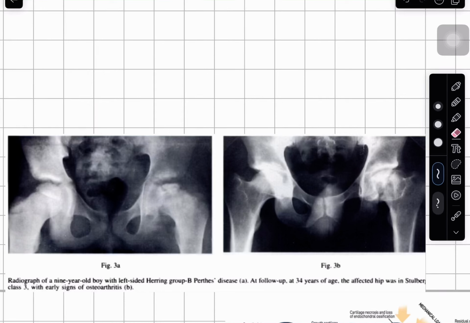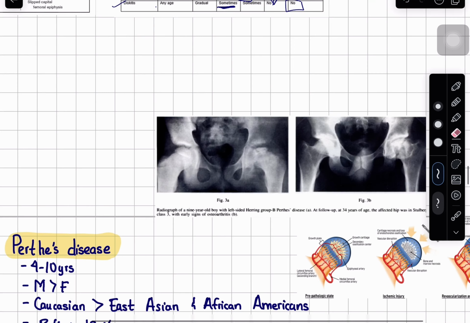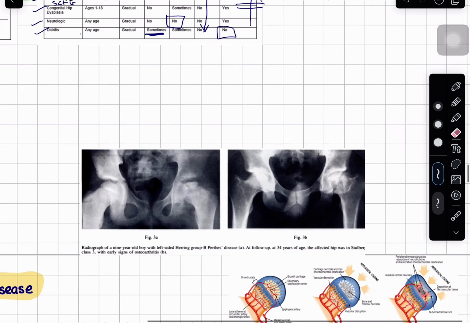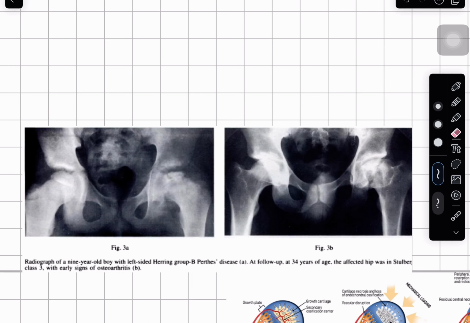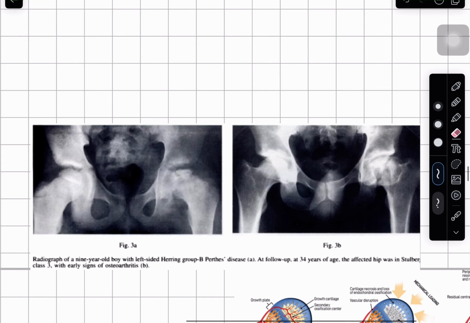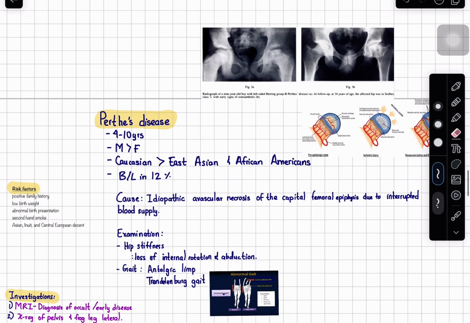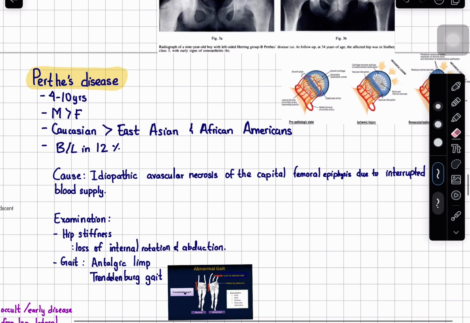I'm going to talk about Perthes disease, which will be a continuation for the case limping child. As you can see, this is the X-ray, and I want you to look at this X-ray and see what's wrong with this X-ray. And after we go through Perthes disease, you will be able to know what's going on here. So, what is Perthes disease?